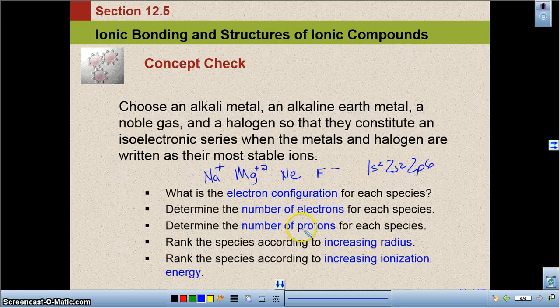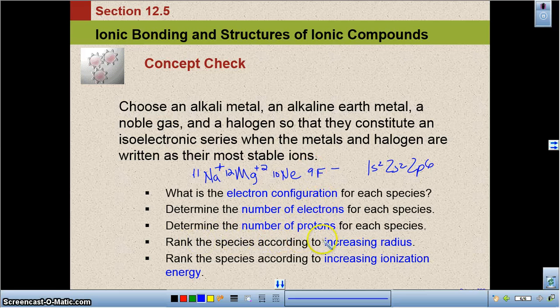The number of protons for each: sodium is going to have 11 because that's its proton number. Magnesium is going to have 12. Neon is going to have 10. And fluorine is going to have 9 protons.